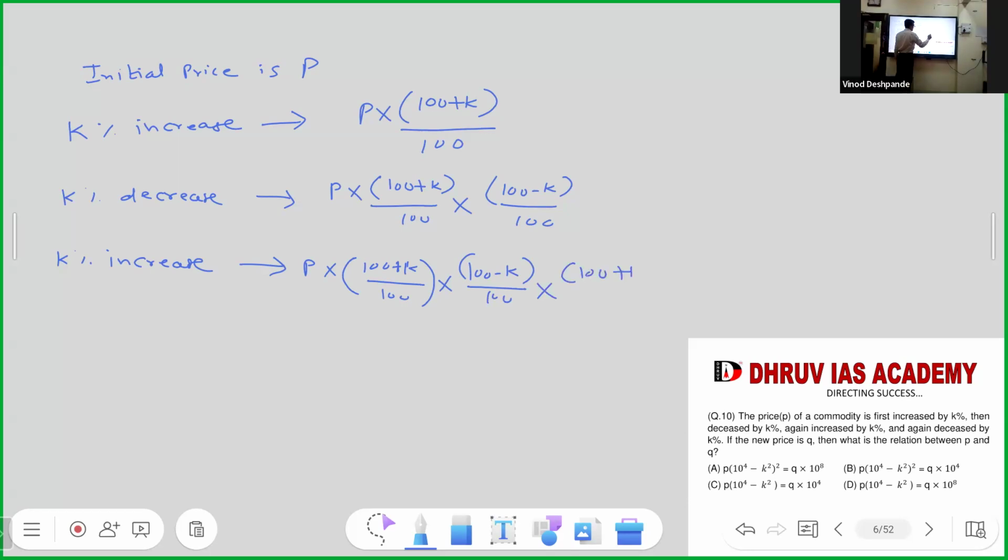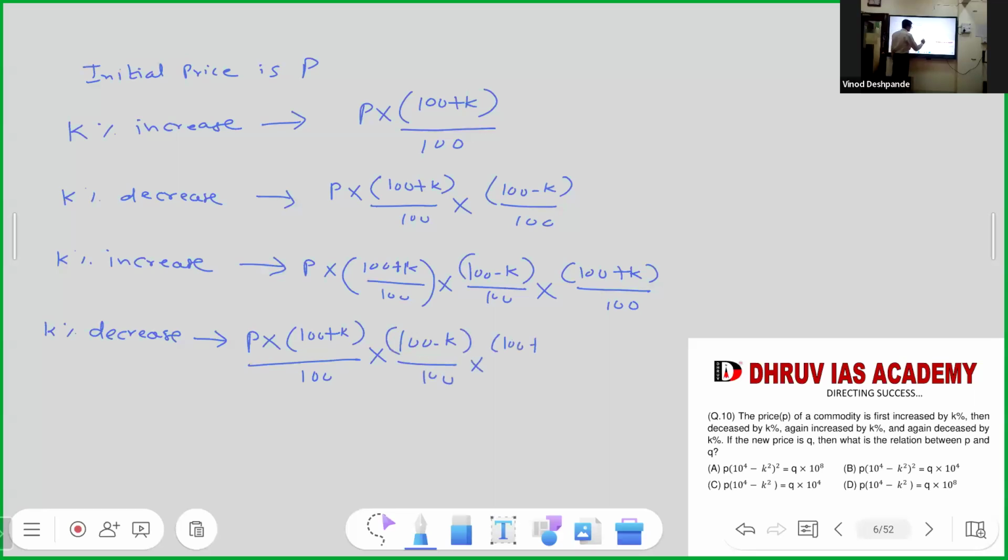Into (100 plus K)% because there is an increase of K%. And finally, there is a K% decrease in it. So it will now be P into (100 plus K) upon 100 into (100 minus K) upon 100 into (100 plus K) upon 100 into (100 minus K) upon 100. So an increase of K%, decrease of K%, increase of K%, decrease of K%. Okay, K%, not tens, I'm sorry.